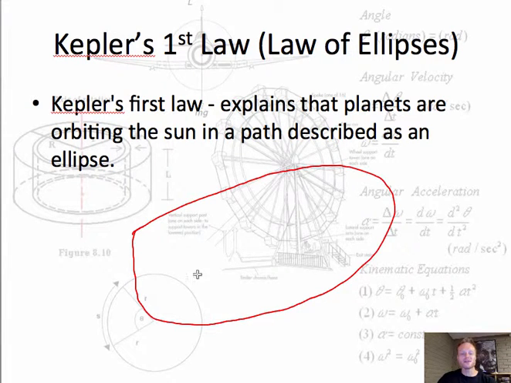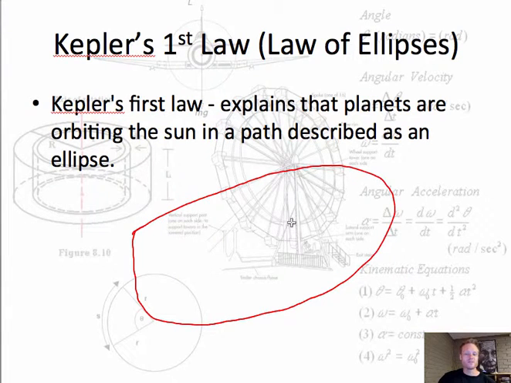Now, if you were to actually look at the planets orbiting around the sun, to our eyes, they would appear to be a perfect circle. But if you actually measure the distance from the sun to the Earth in January, and compare that to the distance from the sun to the Earth in July, 6 months later, the Earth is actually further away from the sun in July, believe it or not, compared to January.